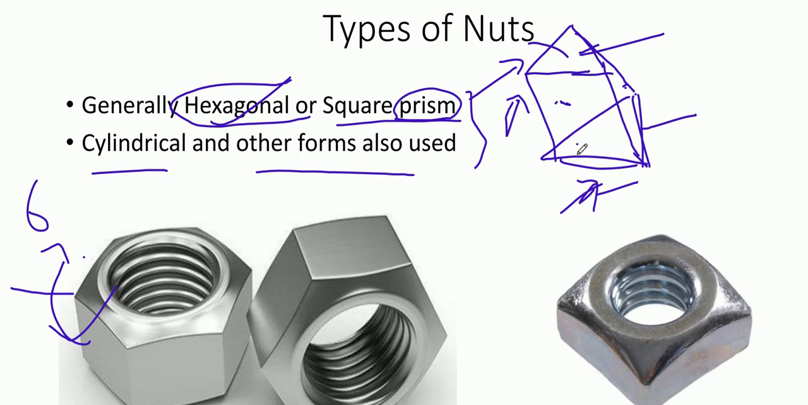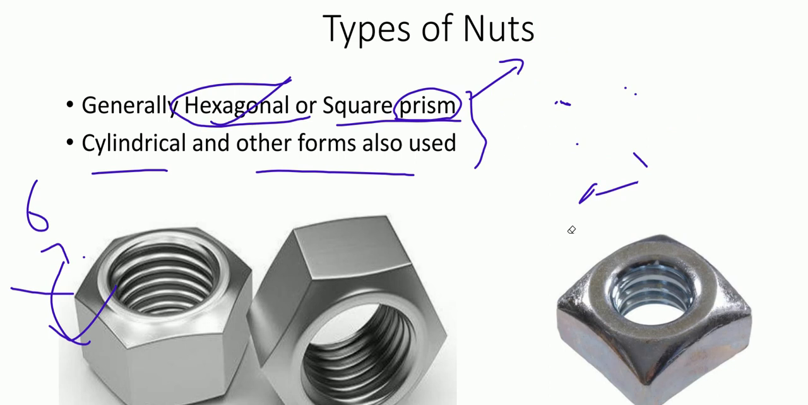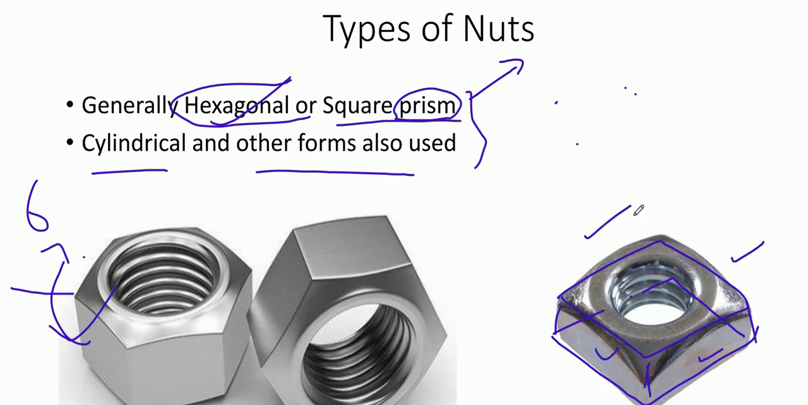So can you guess how the square prism will look? Yes, you have imagined correctly. It will have a square base, and at the top it will have another square base or square end, and then it has four side faces, this one, this side, and this side. These are the four side faces, and this is the height of the prism.